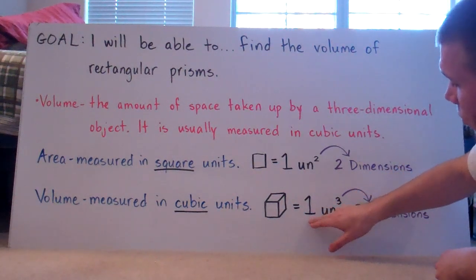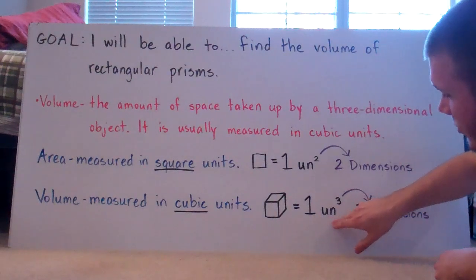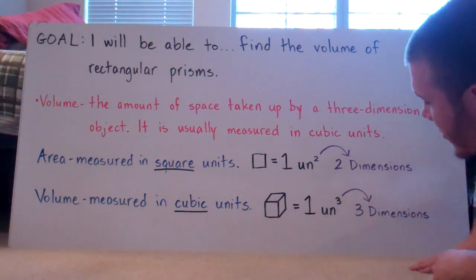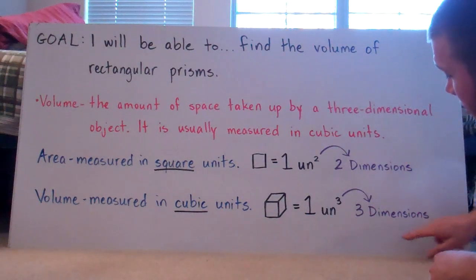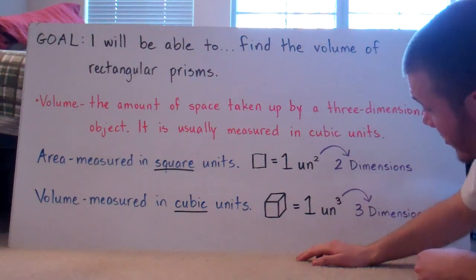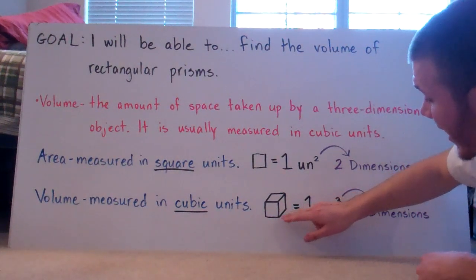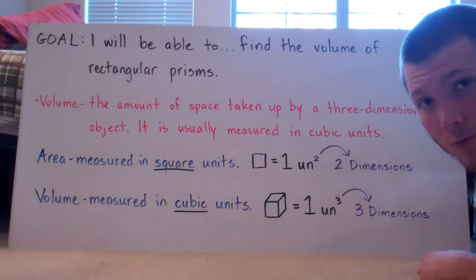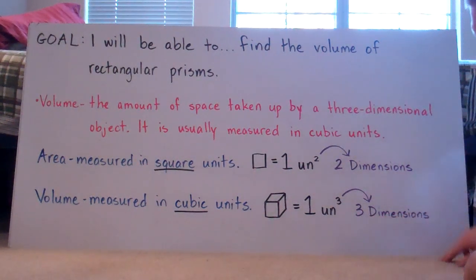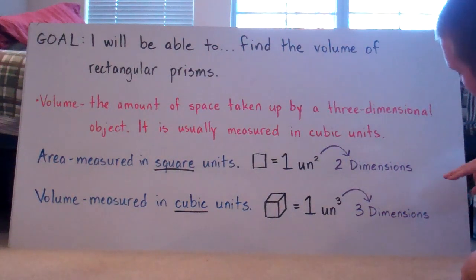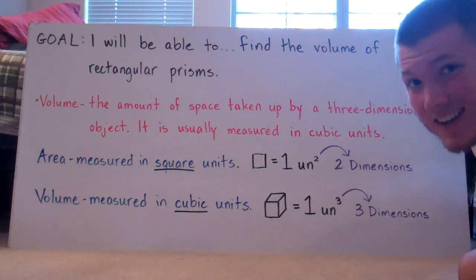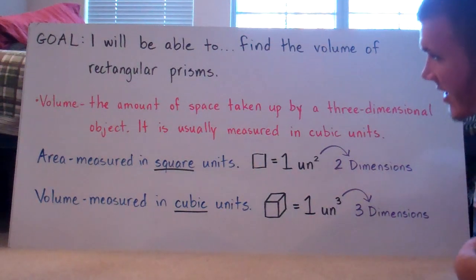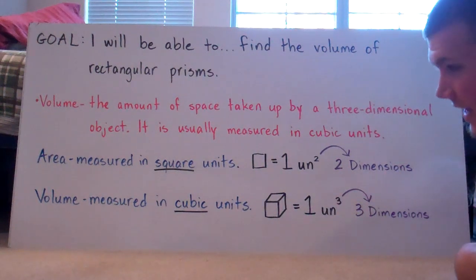This right here would be 1 cubic unit, or 1 unit cubed to the 3rd power. What that means is that we have 3 dimensions. We've got length, width, and height. So put a star next to this and write this down: 3 dimensions, because we have length, width, and height. Get that down, and on to the next slide.